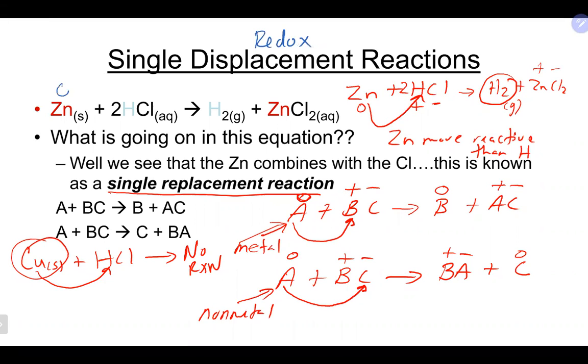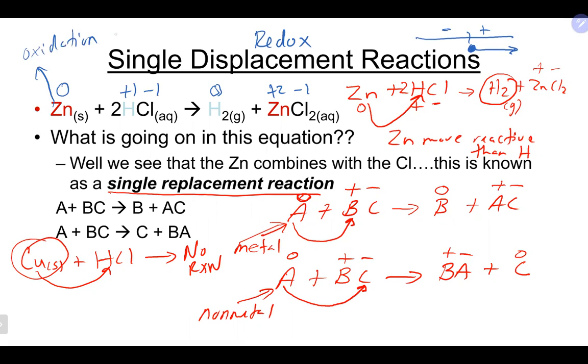This zinc has no charge. This is +1, that is -1. Hydrogen by itself has no charge. This is +2 and -1. So if we just look at, for example, the zinc. The zinc is starting at 0 and it's ending at +2, which means the zinc is becoming more positive. And that means that the zinc is going through oxidation.